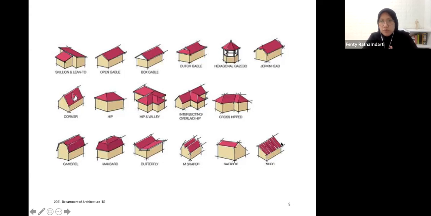So we don't have to stick to only open gable or only hip type. We can create so many configurations, even something that maybe in the future you can create but is not listed here. So it's really up to you to create a roof. But again, the benefit of using pitch roof is that it helps rain or snow to get away from those areas as soon as possible compared to flat roof.